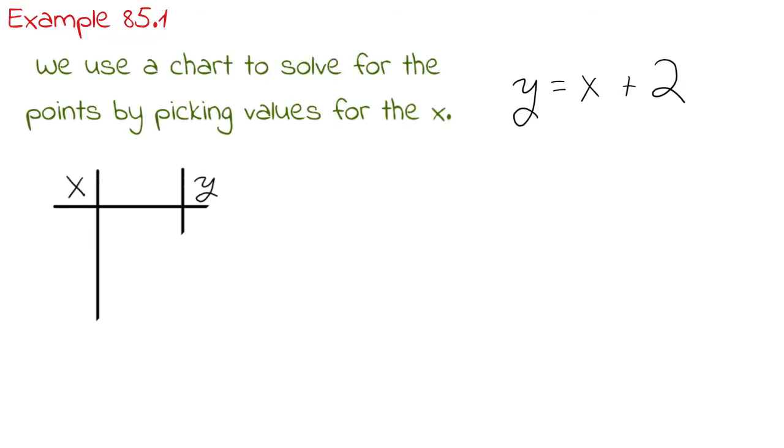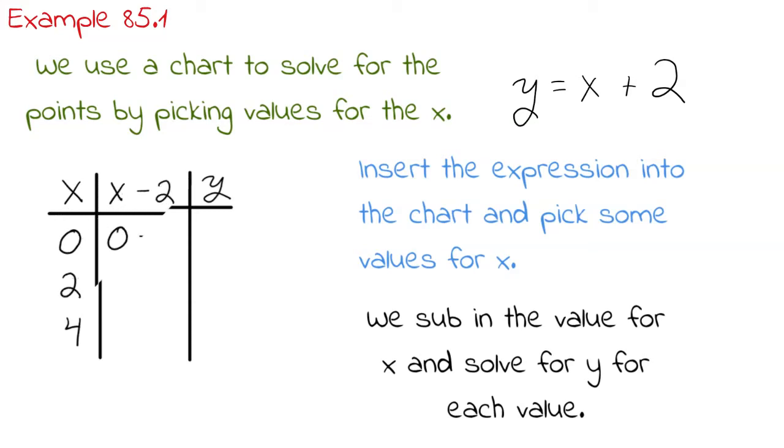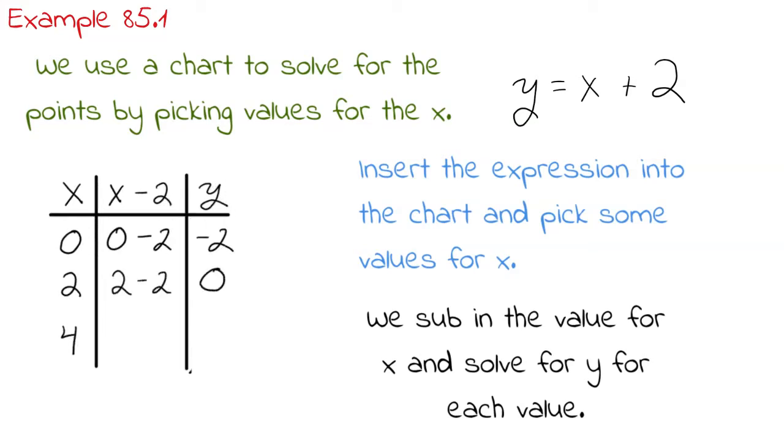So to find all of the possible solutions for y equals x plus 2, we're going to use a chart to solve for points by picking values for x. Now, 2 points make a line, but 3 points make sure we have a straight line. So we're going to insert the value that we've chosen for x into the expression and solve for each y. So we have 3 points here that we're going to plot on a graph.